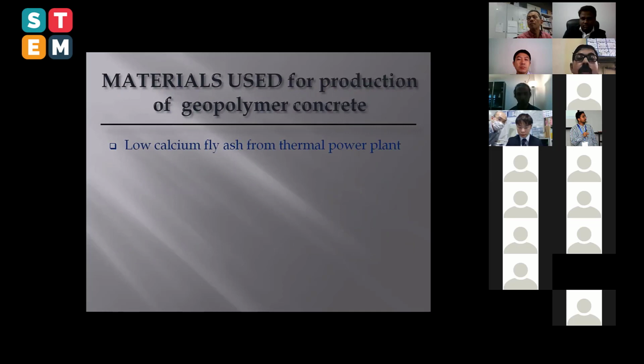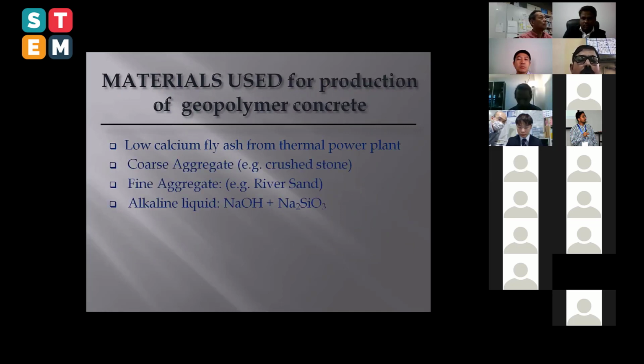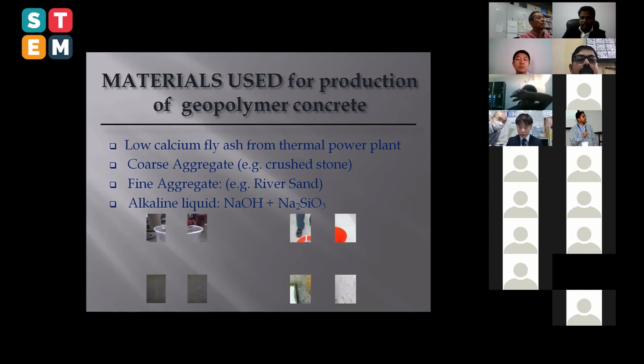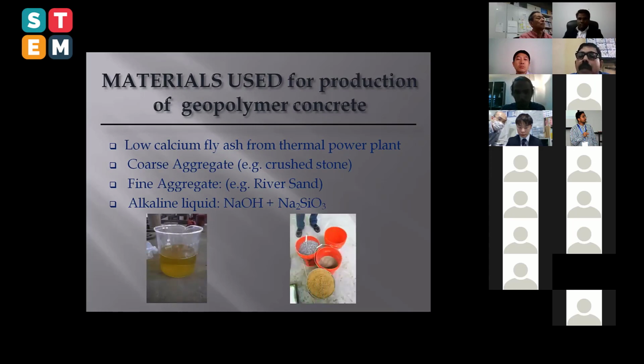And what are the common materials used for the production of geopolymer concrete? Basically low calcium fly ash from thermal power plants, coarse aggregates such as crushed stone, fine aggregates such as river sand, and alkaline liquids, sodium hydroxide and sodium silicate. Alternatively potassium hydroxide and potassium silicate can also be used, but that is a little bit costly. Sodium hydroxide and sodium silicate are comparatively economical solutions.